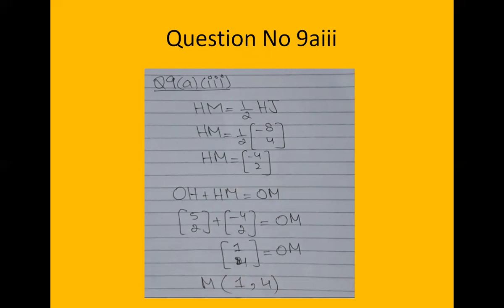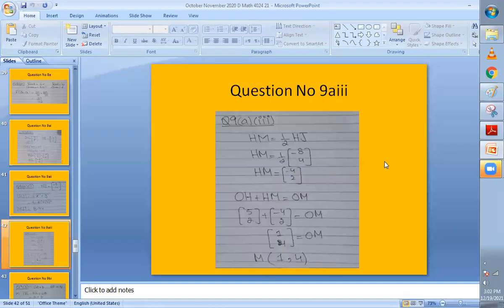So I can apply the position vectors here. OH plus HM equals OM. OM is the position vector of the M, which is the question. OH is (5, 2) and HM is (-4, 2). So 5 plus minus 4, that will be 1, and 2 plus 2, that will be 4. So the OM will be (1, 4). That's the position vector. And if we want to write the coordinate, that is (1, 4). But they have not asked you to write the coordinates. I'm just writing it. They only ask you to write the position vectors.